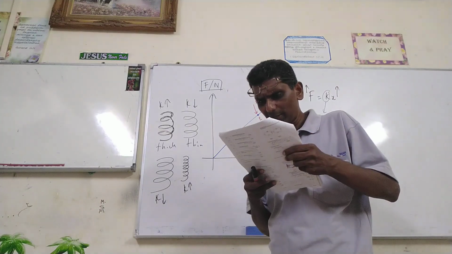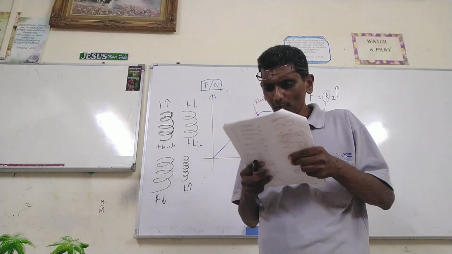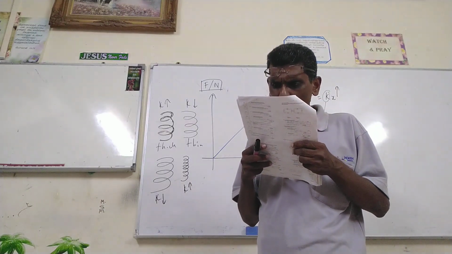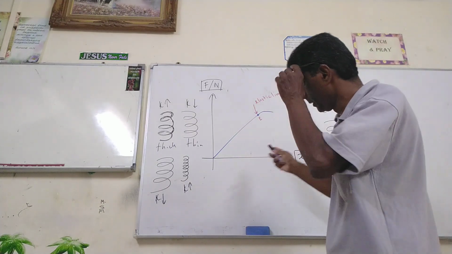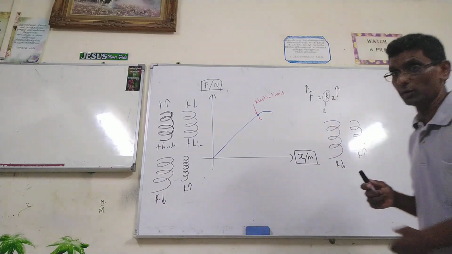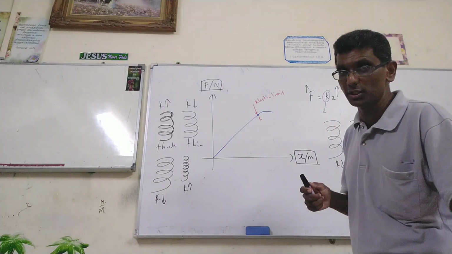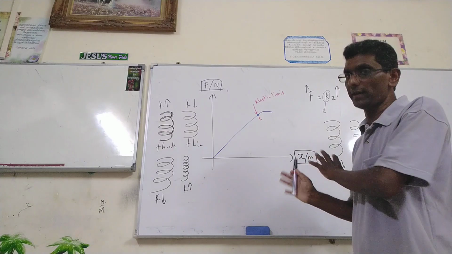Now we are going to do question number 8. Question number 8 shows 2 types of spring arrangements. Maybe before teaching question 8, I will teach you 5 factors.